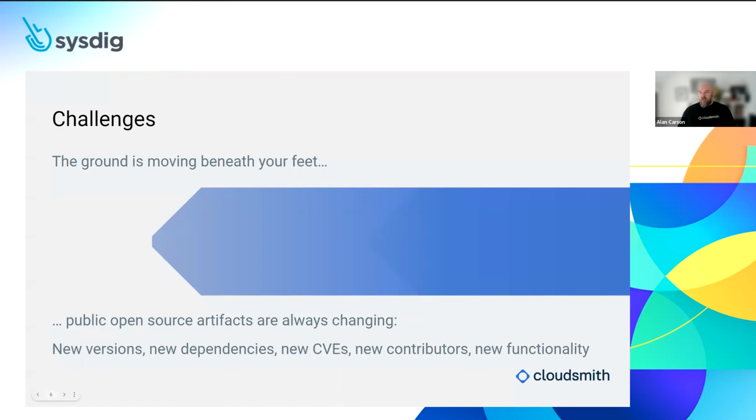And so I just want to talk a little bit about some of the challenges that are faced in and around vulnerabilities and those open source dependencies. Essentially, like this slide says, the ground is moving beneath your feet. Something that you thought you knew 10 minutes ago could be different right now. Because of the sheer size and nature of everything going on in the open source community, with all of those packages and contributors, there are new versions, new dependencies, new CVEs being found all the time, new contributors and new functionality. So how do you wrestle all of those factors into a solution where you are reducing your risk?